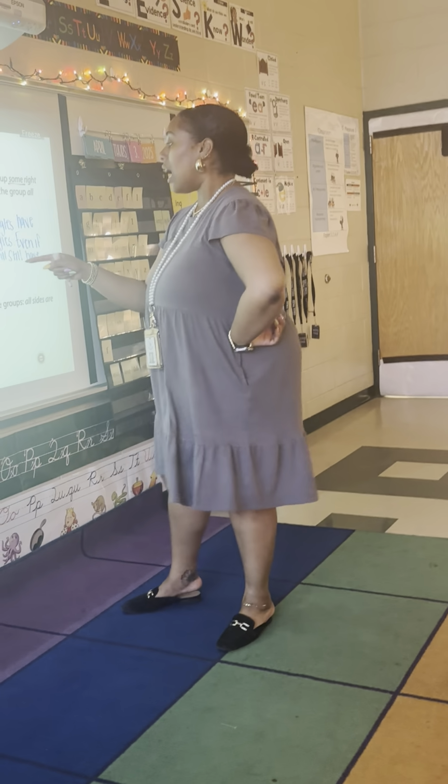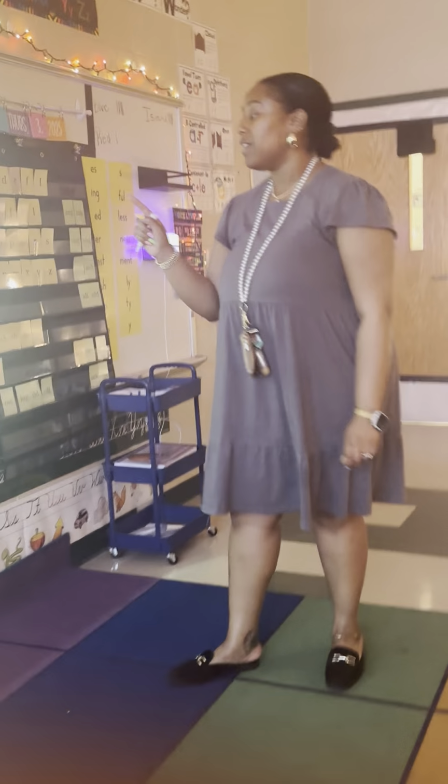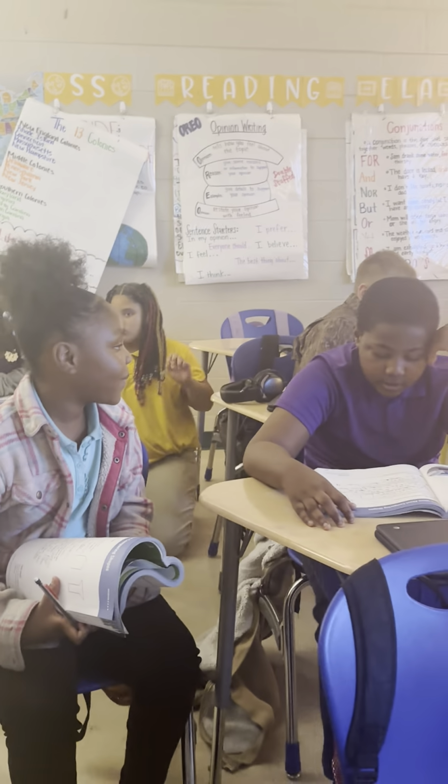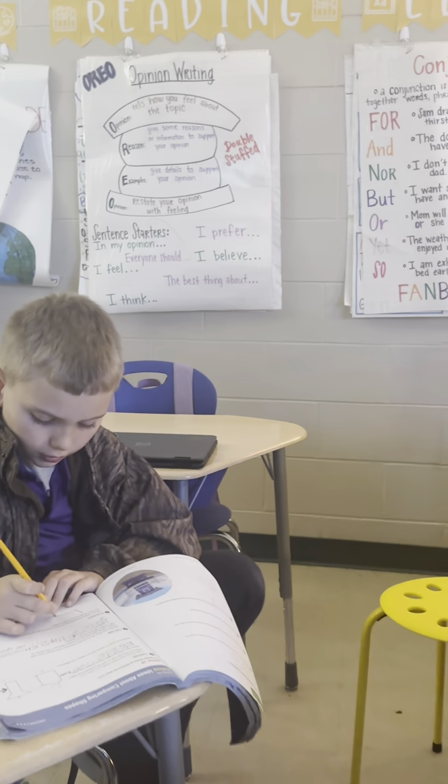Okay? Alright, draw a shape that belongs to both of these groups. All sides are the same length and no right angles. I want you and your partner to talk about it and draw it.